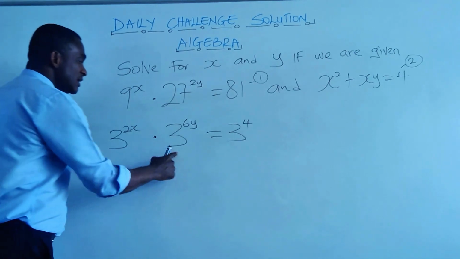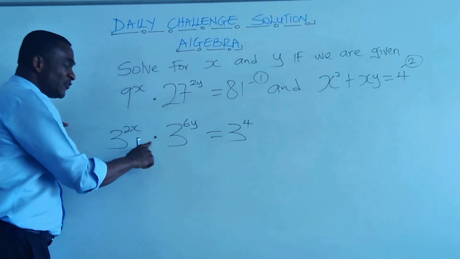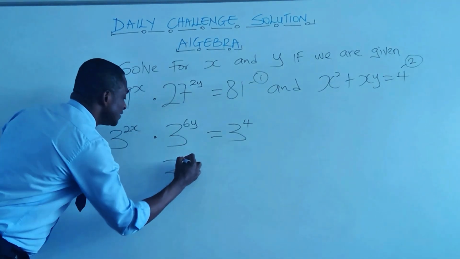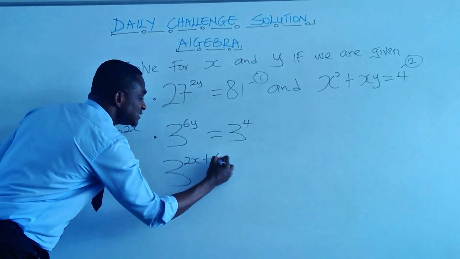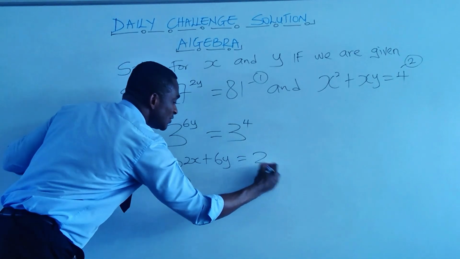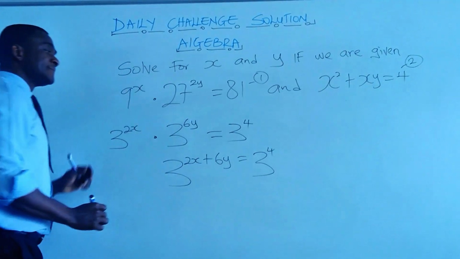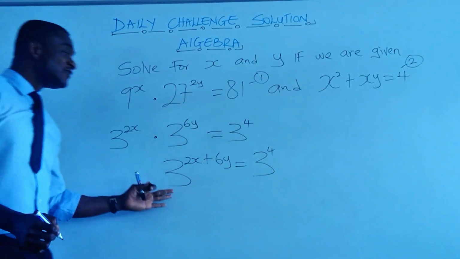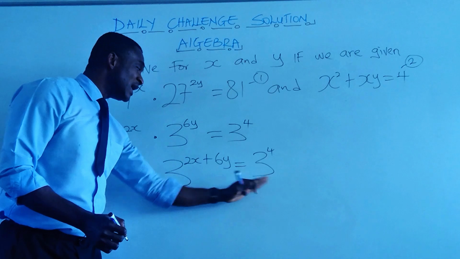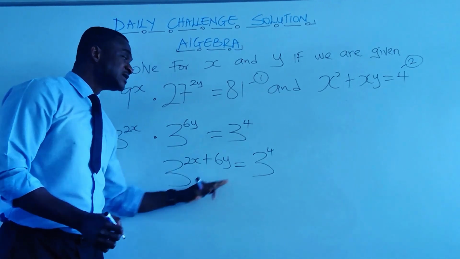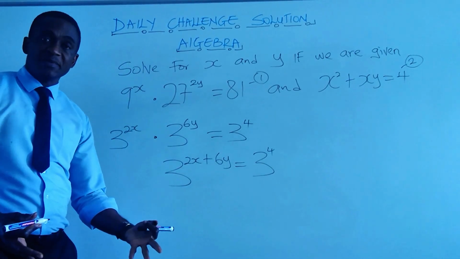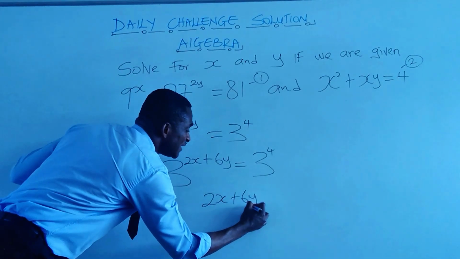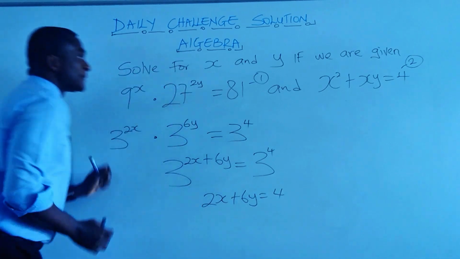Now, laws of exponents says if we are multiplying, we add the exponents. So this is going to be 3 to the power of 2x plus 6y equals 3 to the power of 4. Now, if we have exponents being separated by the equality sign and they have the same base, drop the bases, take the exponents. So we have 2x plus 6y equals 4.